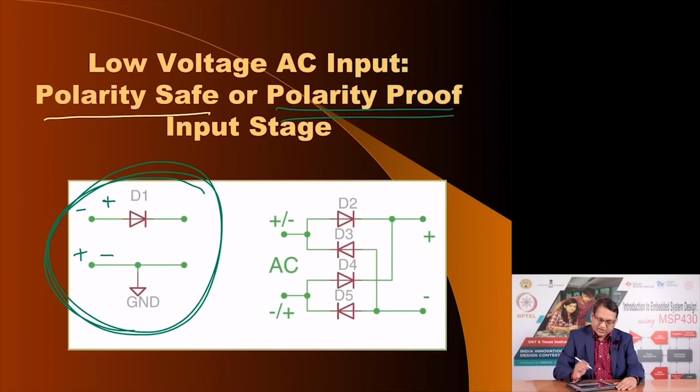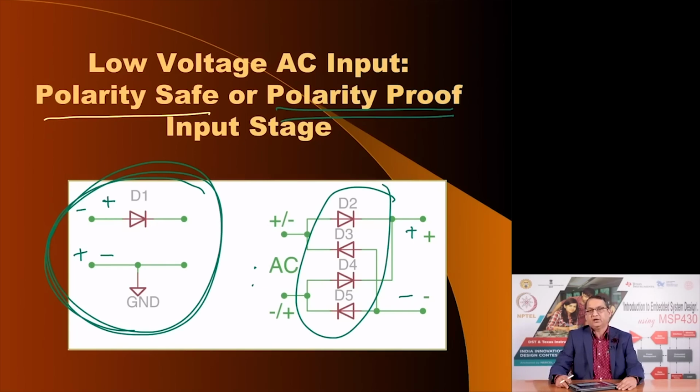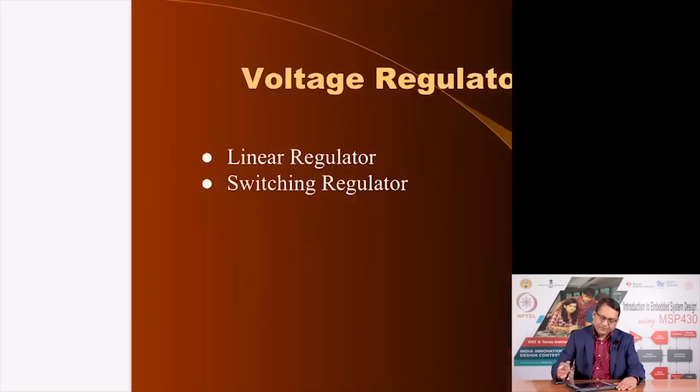If you want polarity proof, meaning irrespective of the polarity your system should still continue to operate, then instead of a single diode, you can utilize a bridge rectifier configuration as seen here. This is the bridge rectifier configuration. This will ensure that whether you apply a DC voltage or a low AC voltage, you will get a fixed polarity, plus here and minus here, and then this could have further filtering and regulation to power your embedded application. So, these could be considered.